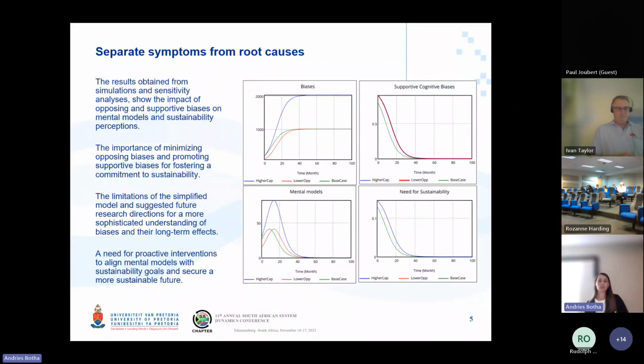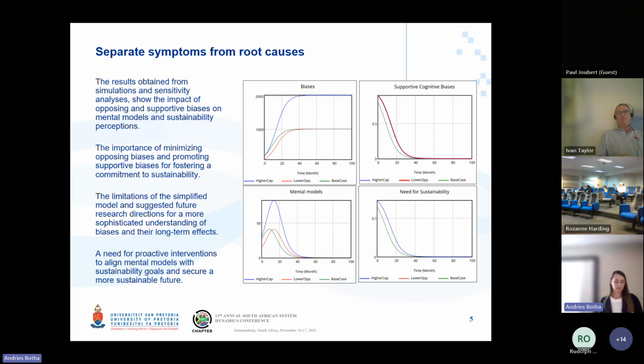But as soon as we increase it to 2,000, that higher capacity, we see that the opposing biases just stop our growth toward finding the correct mental model, and it slows us down a bit, and we never reach back to the base case of having the correct mental model for sustainability.